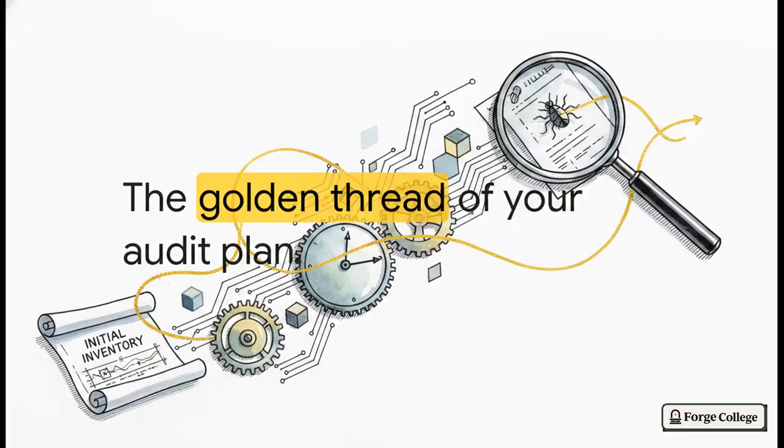The absolute golden thread running through this entire process is traceability. When Alice or Bob logs a finding, it can't just exist in a vacuum. Every single finding an owner makes must link directly back to the specific scoped item from your initial inventory. This is what proves to your stakeholders that you actually covered the surface area you promised you would.